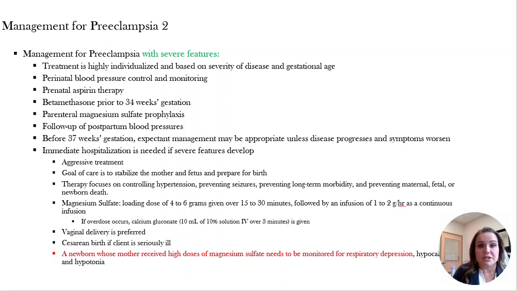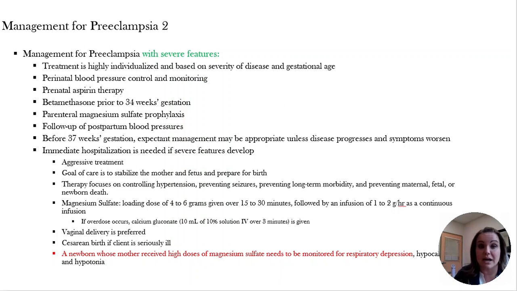Patients with preeclampsia with severe features will get IV magnesium sulfate. That is a seizure prophylactic medication. With preeclampsia, we are trying to avoid it progressing to eclampsia, which is a seizure. Patients will get mag sulfate IV, which hopefully will prevent the disease from progressing to eclampsia.